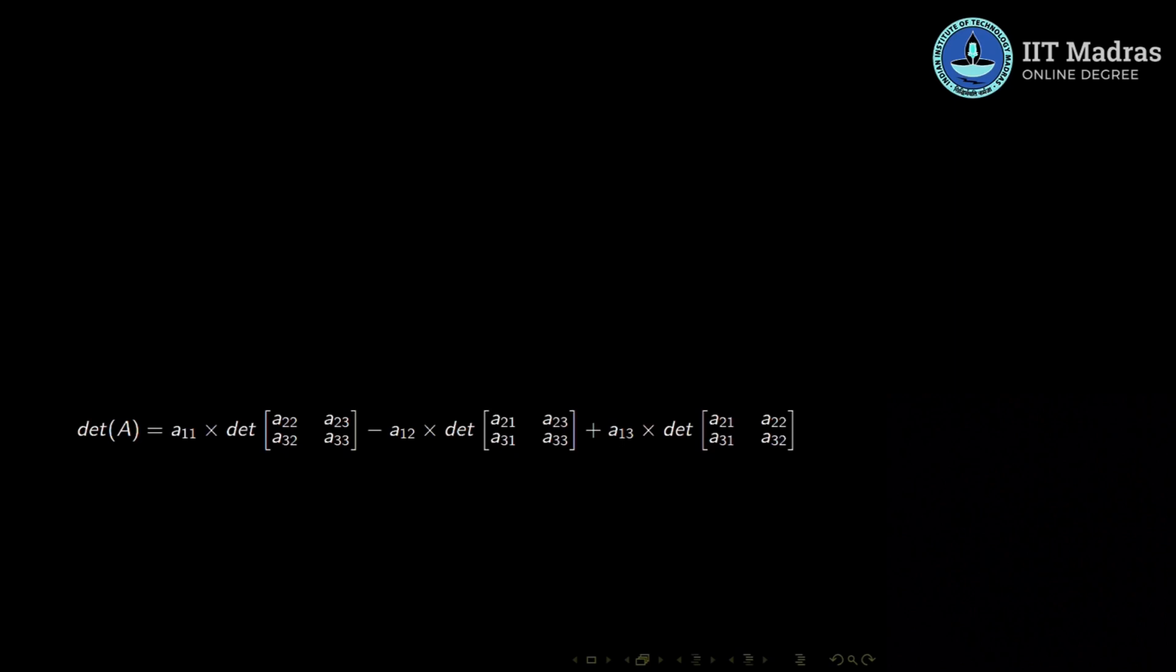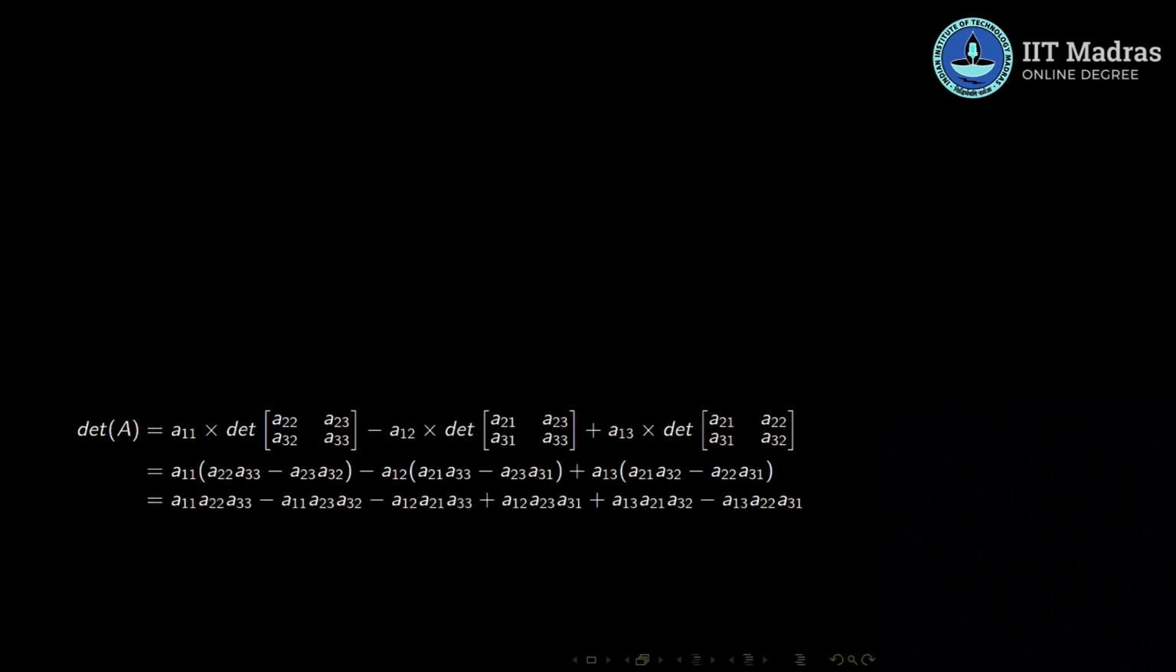Okay. So, let us just work this out, because now we know how to compute the determinant of 2 by 2 matrices. So, this is A11 times (A22 A33 minus A23 A32), minus A12 times (A21 A33 minus A23 A31), plus A13 times (A21 A32 minus A22 A31), and then we can expand the brackets and we get some rather nasty expression with 6 terms. Okay. So, this is the determinant of A.